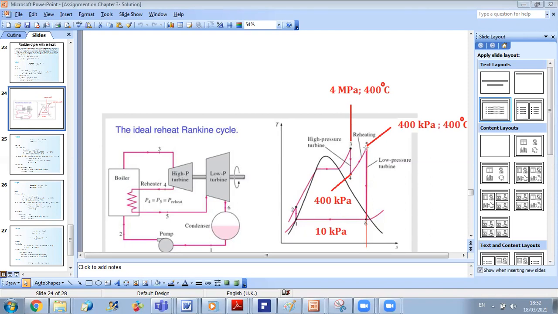And for point 5, you know two properties. This will allow you to calculate any property at 5. You calculate from these two what is H at 5 and what is S at 5. Now, which table to use? Because 5 is in the superheated region, you should look at the superheated table. In the superheated table, you go to the state 400 kilopascal, 400 degrees, and you read the corresponding values of H and S.